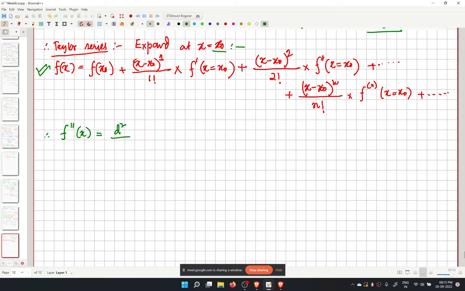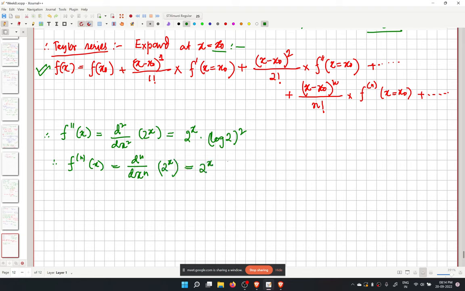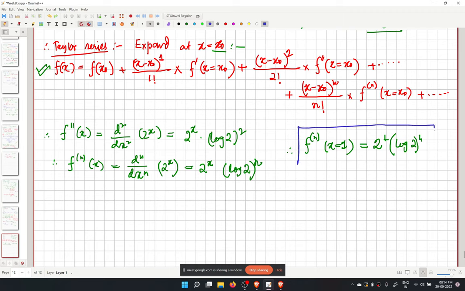Now we can continue with this and calculate the double derivative of this function 2 to the power x. And this will be nothing but 2 to the power x times (log 2) whole squared. Then we again see a pattern. What will be the nth derivative? The nth derivative will be 2 to the power x times (log 2) to the power n. Okay, and if you are writing the nth derivative evaluated at the point x equal to 1, then we can concisely write it like this: 2 to the power 1 times (log 2) to the power n. So this is the concise form of all the expressions that you are going to need to find the Taylor series.